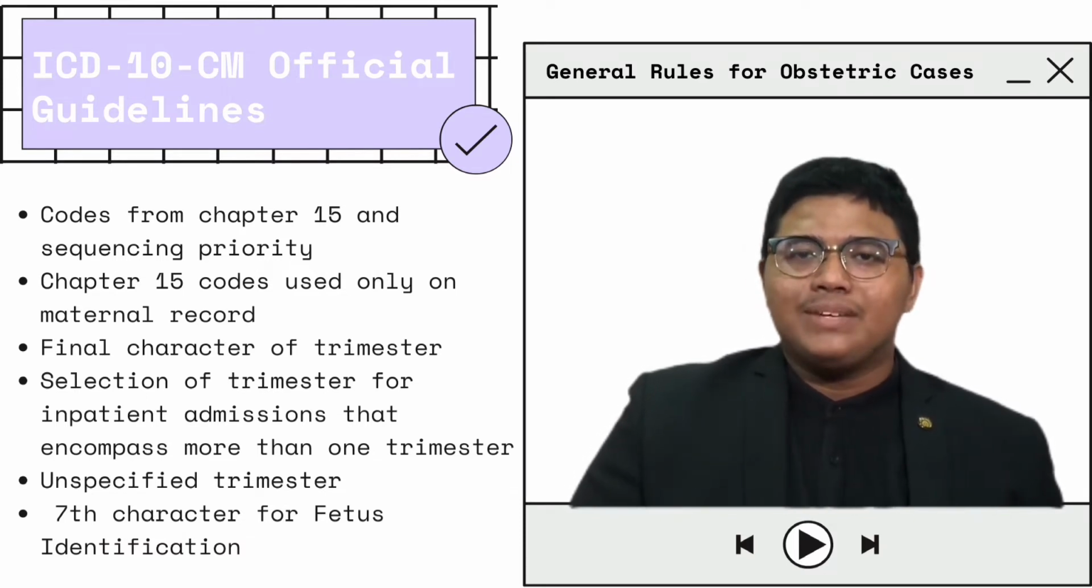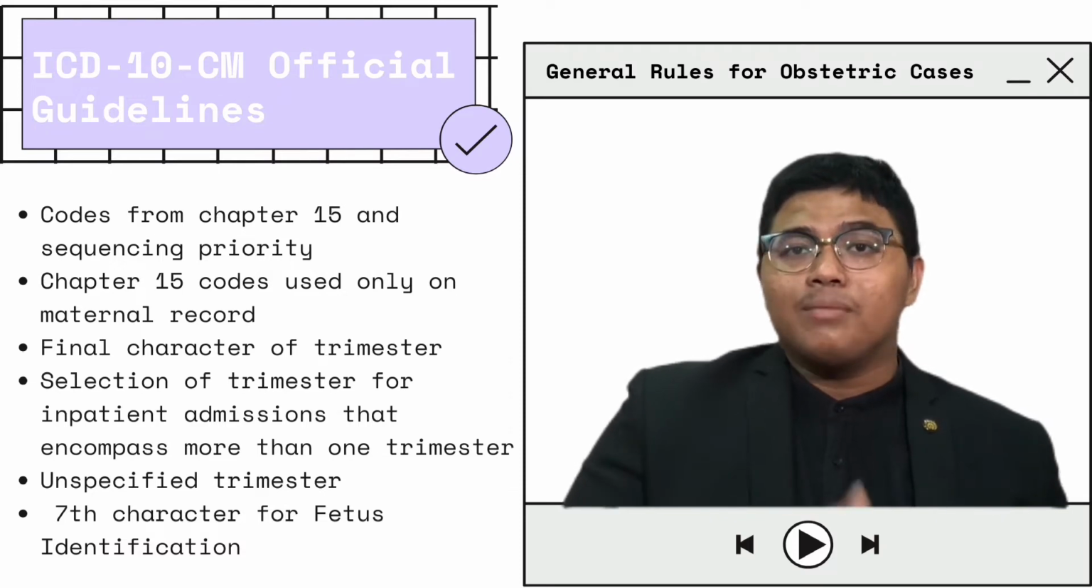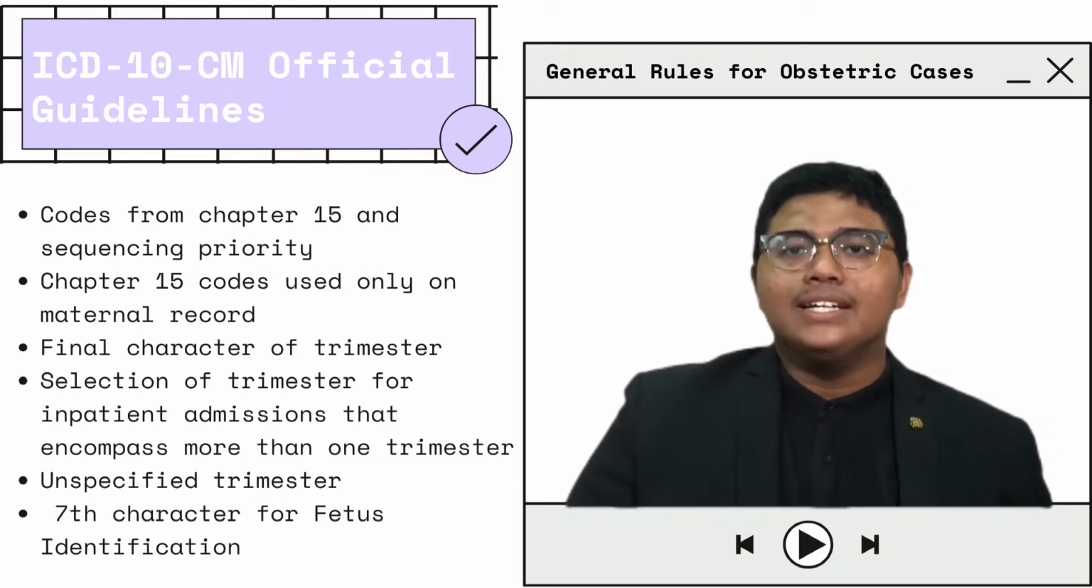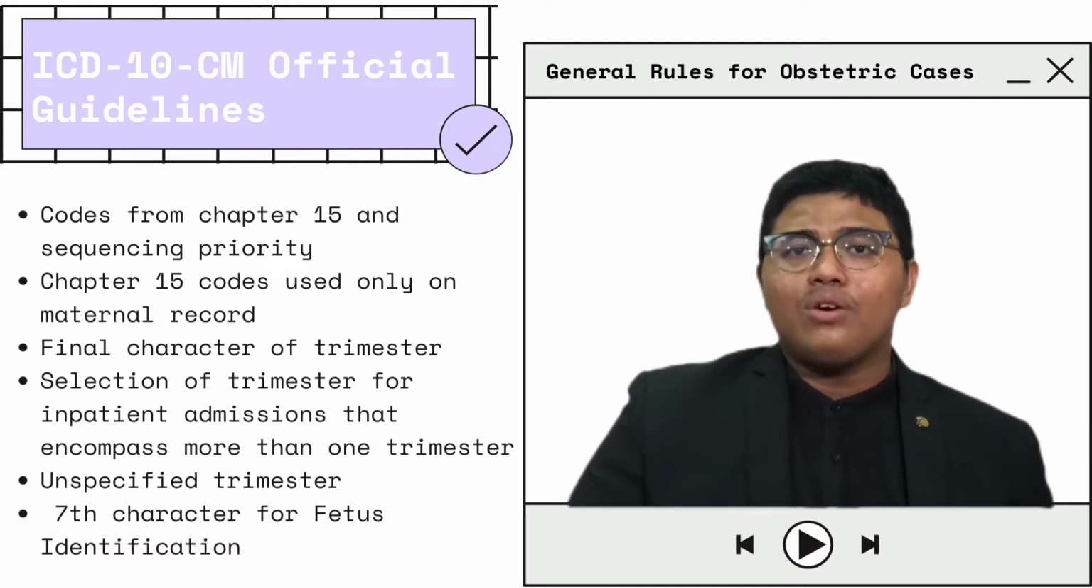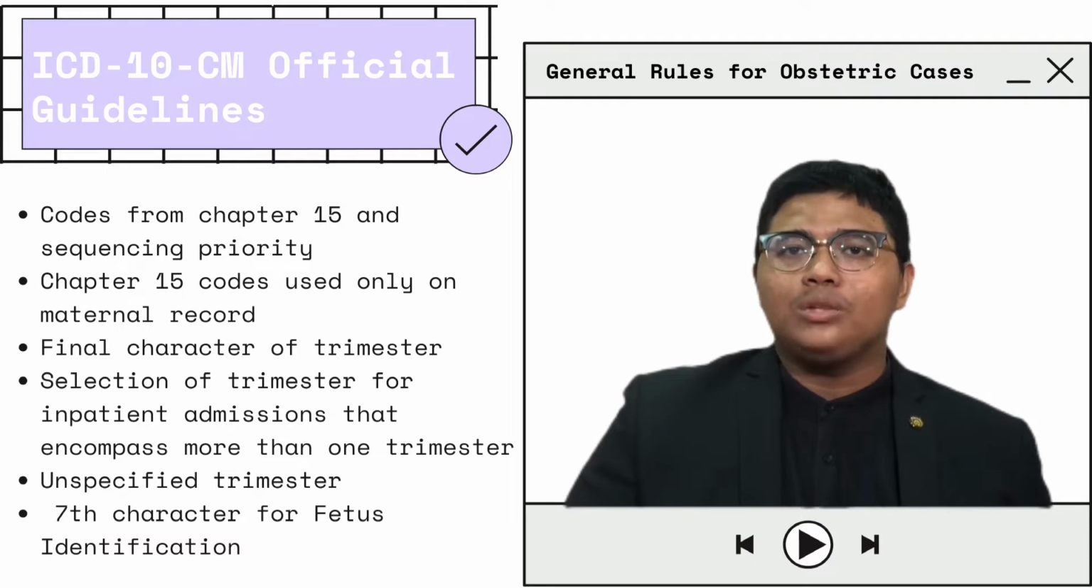Fifth, unspecified trimester. Each category that has codes for trimester has a code for unspecified trimester. The unspecified trimester code should only be used when there isn't enough information in the record to figure out the trimester and it isn't possible to get more information.